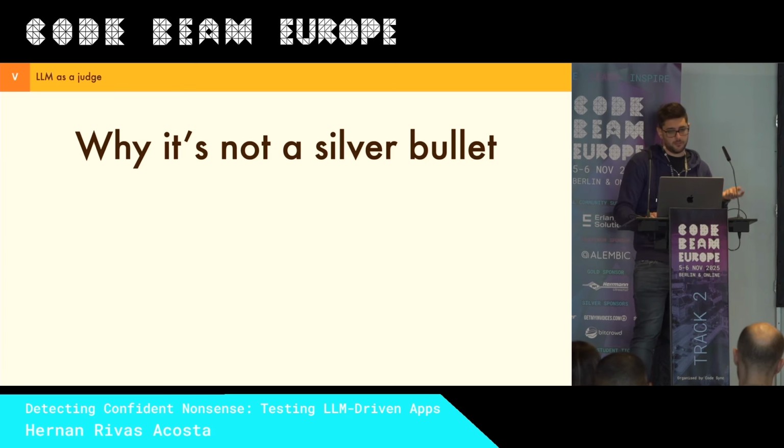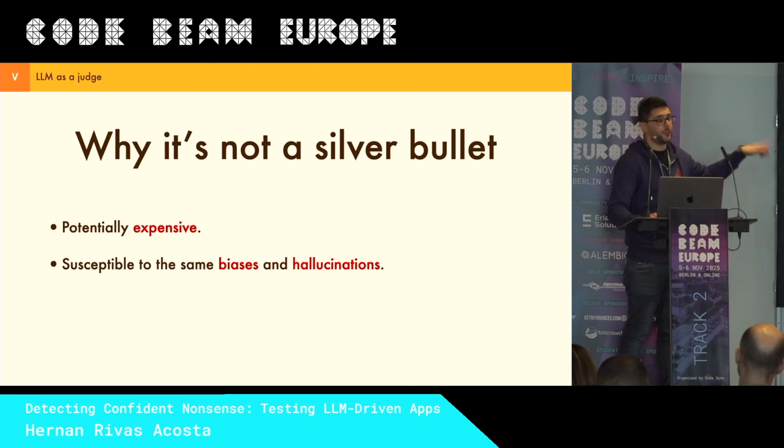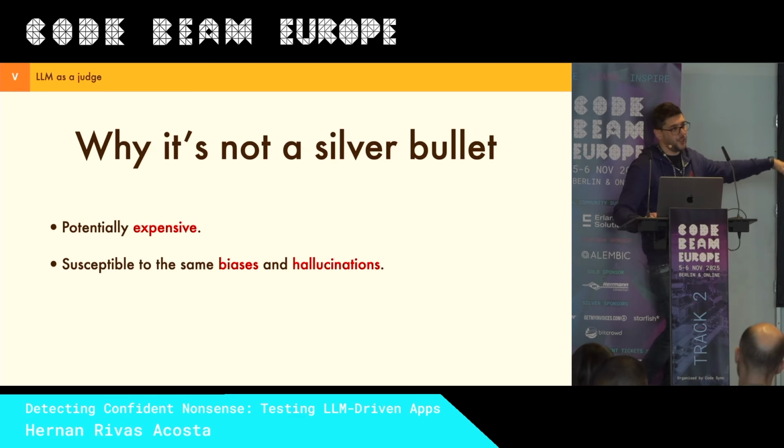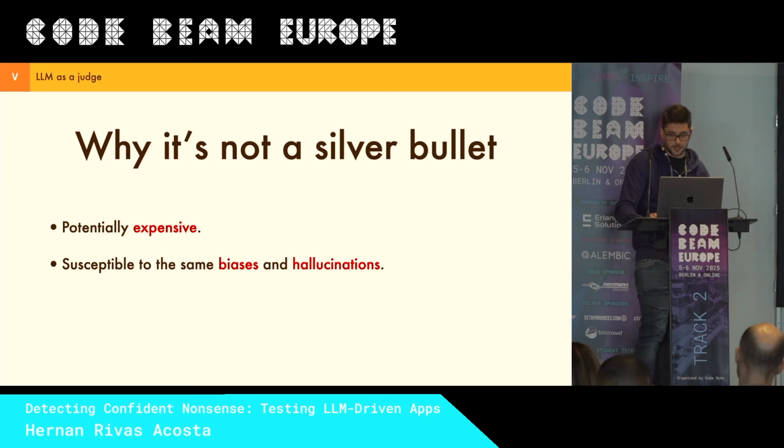But it's still not perfect. It can be expensive. Actually, it can get really expensive depending on how you run it. It's still susceptible to biases and hallucinations. Like, you're trying to test for this, and then you're using another tool that has the same problems, actually the same tool even.